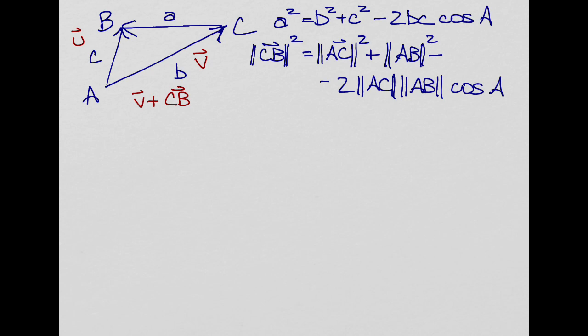So we got V plus CB, and the resultant vector is the one that goes from A to B, which we named U. Well, we can do a little rearranging here, just a little algebra, to find that CB I could write as U minus V.